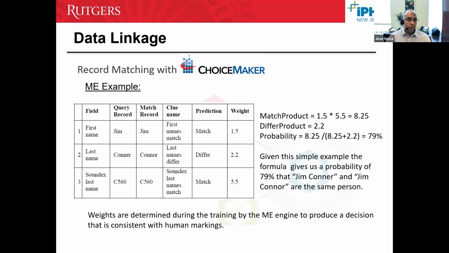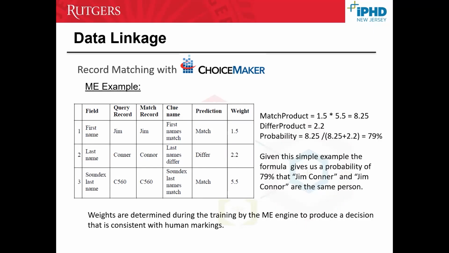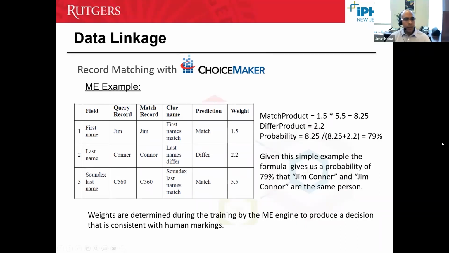So based on the formula before, which is the match product over the sum of the match product and the differ product, and given this example, this formula gives us a probability of 79% that Jim Connor with an E and Jim Connor with an O are the same person. And as I mentioned, the weights are determined during the training by the engine to produce decisions that are consistent with human markings. Depending on the data sources you have, you can adjust these weights as needed. Next slide.